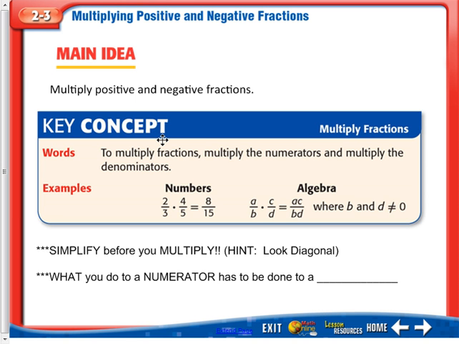In lesson 2-3, we're going to multiply positive and negative fractions. So if we look at the note below, it says simplify before you multiply. And as a hint, we should always look diagonal. So if we have a numerator and a denominator equal to, let's say, a numerator 2 and denominator 2, you're always going to look diagonal to see if you can simplify your diagonals. And just remember, what you do to the numerator has to be done to a denominator.